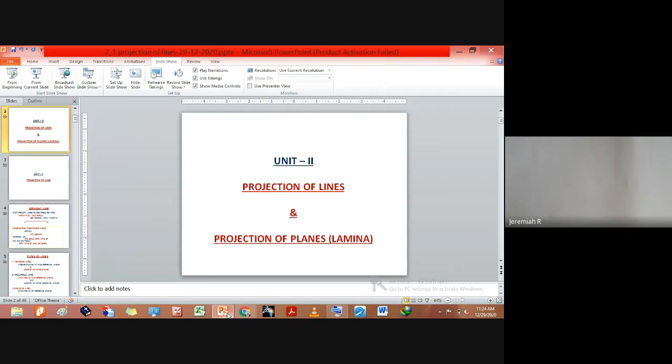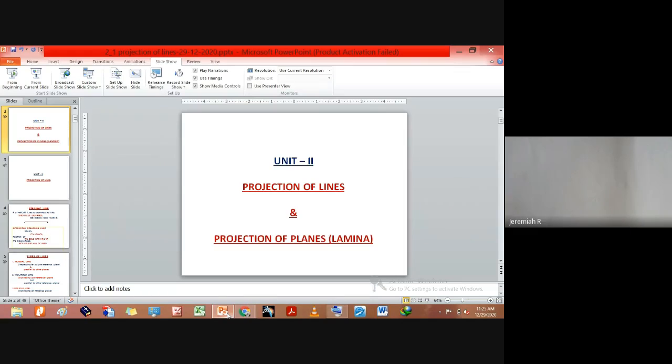You will get 12A, one question from projection of line, and 12B, one question from projection of lamina or plane surfaces, that is nothing but a circle. In projection of line, we keep the line in the first quadrant and draw the front view and top view. In projection of lamina, we keep a hexagon, a circle, a pentagon, or a rectangle, some object like that.